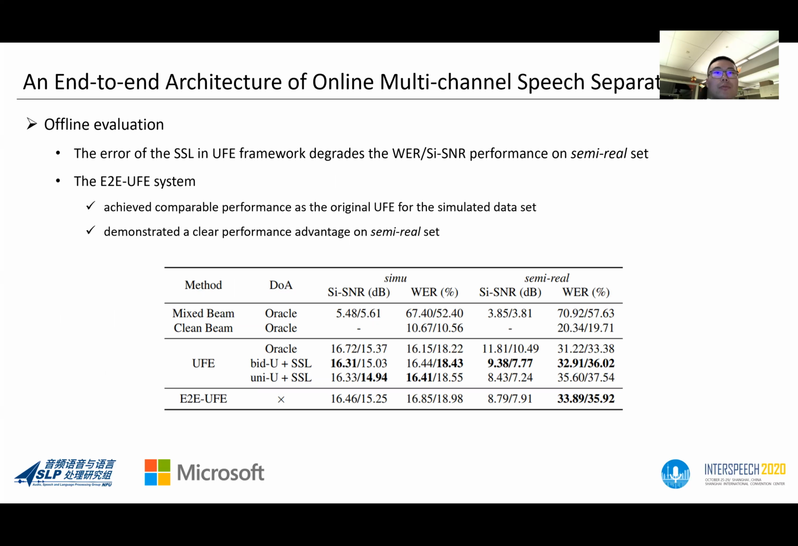The offline evaluation results are shown in this page. The WER of the mixed beam is bad due to the weak power of the interference cancellation of the fixed beamformer. We can see that the proposed E2E UFE system achieves comparable performance with the UFE on the simulated dataset and shows clear performance advantage in the semi-real set, which proves the effect of the end-to-end joint training scheme.